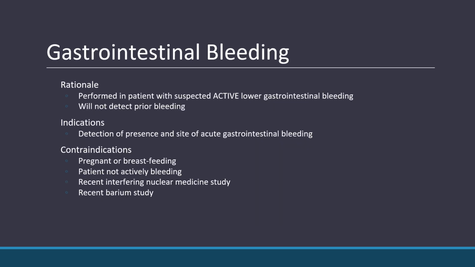So for a gastrointestinal bleeding study, we're looking for any abnormal bleeding that's happening within the GI tract, usually in the small or large intestine. The rationale for this is that it's performed in patients with suspected active lower gastrointestinal bleeding. It's usually in the large intestine, and it will not detect prior bleeding, so they need to be actively bleeding at the time of the test.